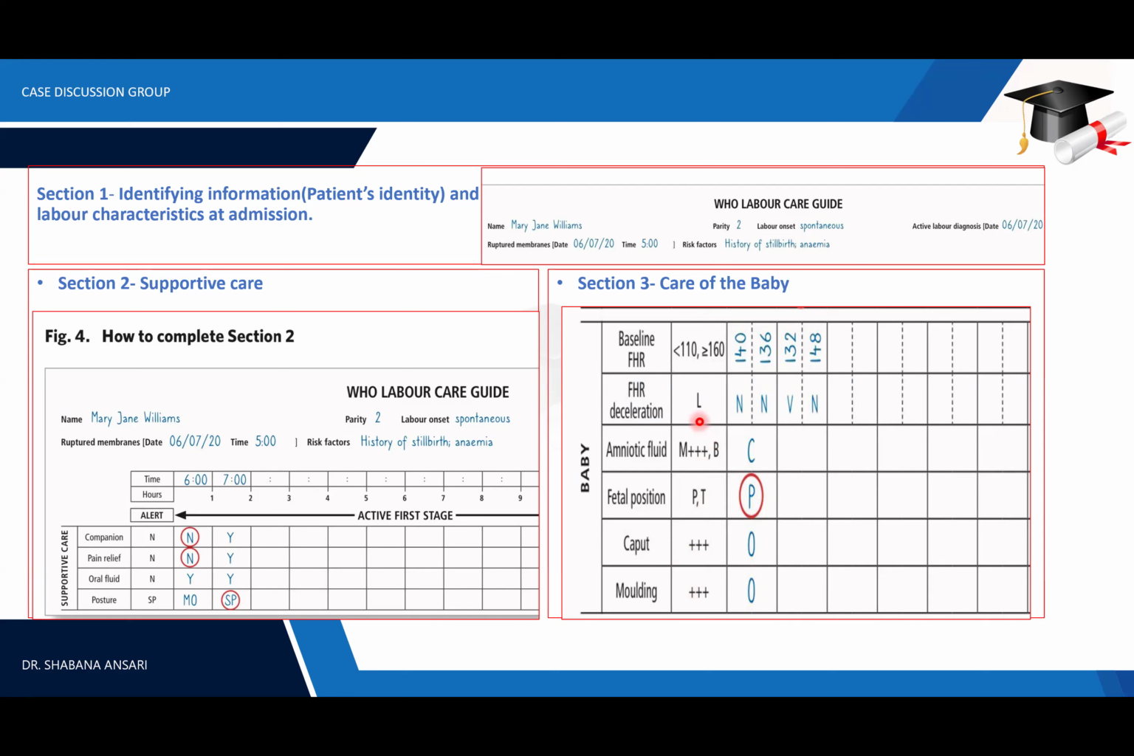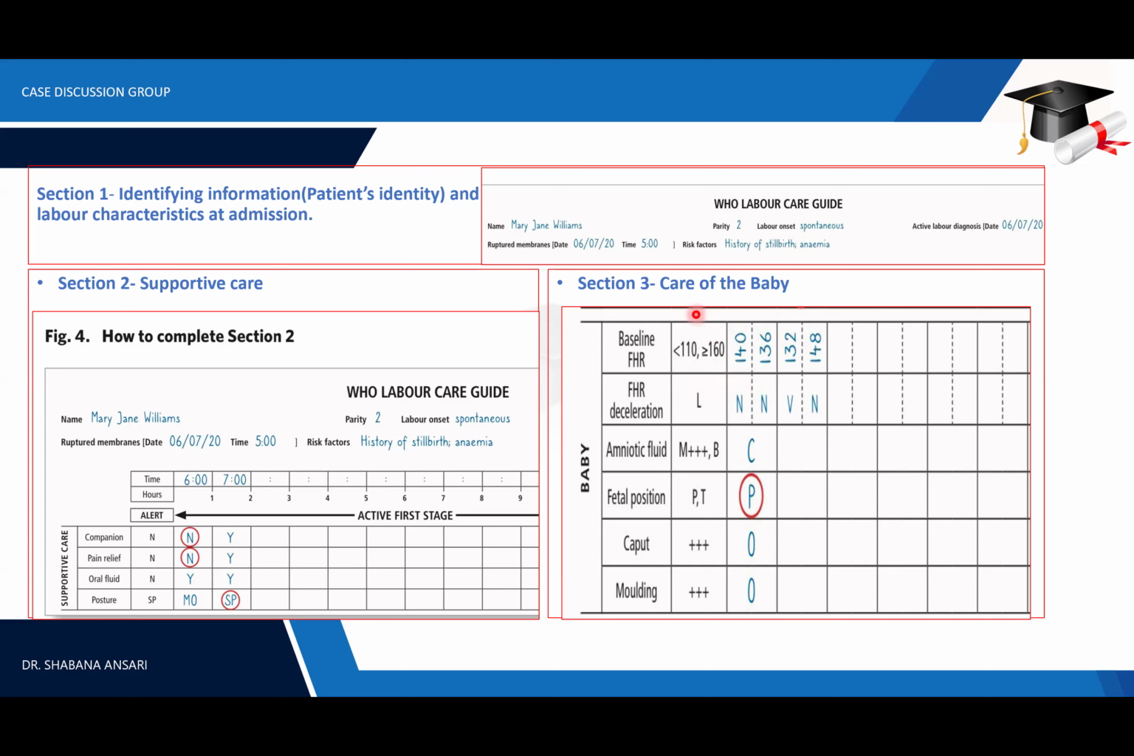Okay, so can you tell me what is L and what is this N and V? Deceleration? Generally, there are three types of decelerations. We consider late decelerations as pathological, and variable decelerations we mention with V, and a normal variant, the decelerations which coincide exactly with the uterine contractions, we label with N. And E is early deceleration, the one you're saying coincides, the mirror image, right?